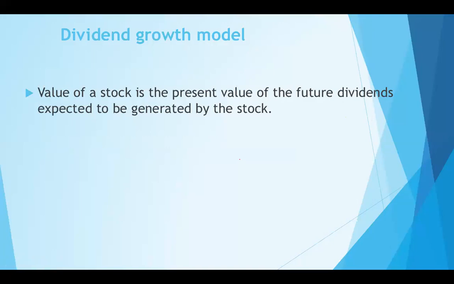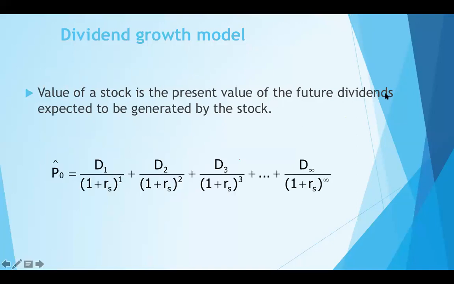Okay, in this model, the value of a stock is the present value of the future dividends expected to be generated by the stock, right? What do I mean? You are receiving dividends each year, until forever, right? Basically, like a perpetuity, right? Exactly.